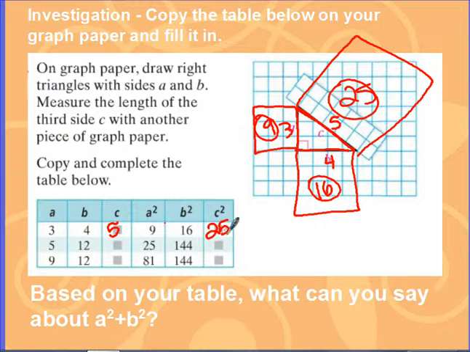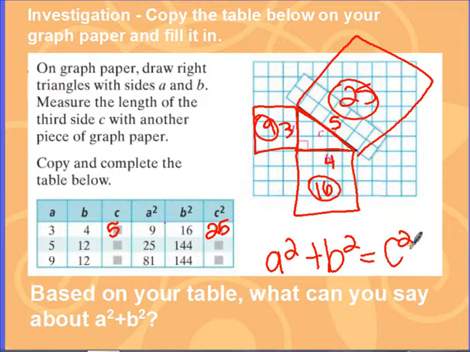We came up with a conclusion in class that the small side of the triangle squared plus the other small side of the triangle squared actually equals the hypotenuse, or the longer side, squared. A squared plus B squared equals C squared.